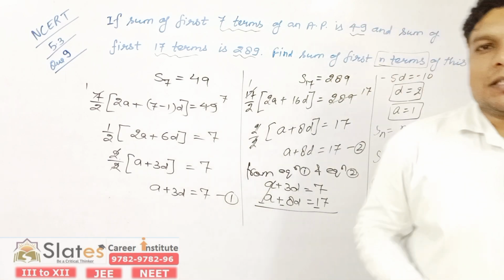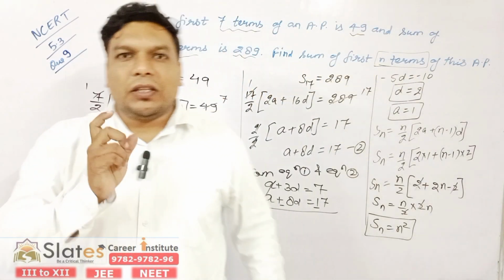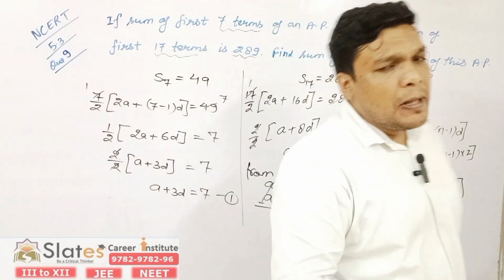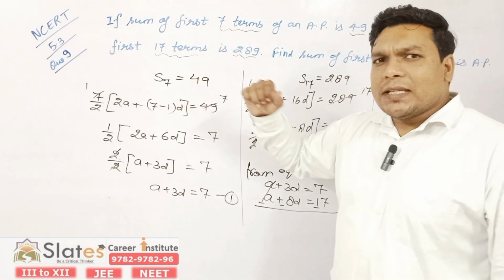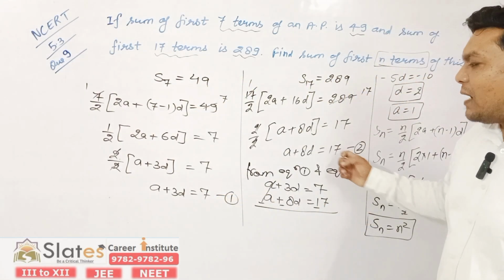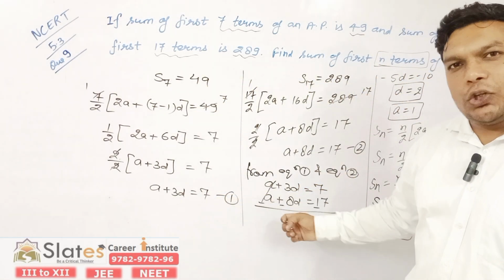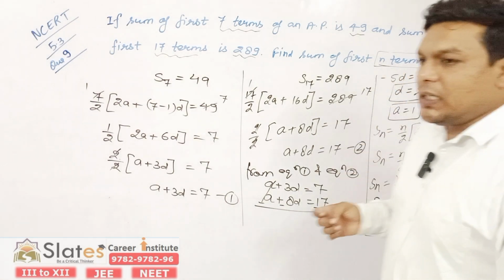N square. Sometimes it seems a very typical question, but when you think positively in the right direction and apply the proper formula, you can easily get the answer. Just look here, we are given two conditions, S7 and S17. We apply both conditions and get two equations. After solving these two equations, we get the values of a and d, and just put them in Sn. You get the answer: the sum of the first n terms is n square.